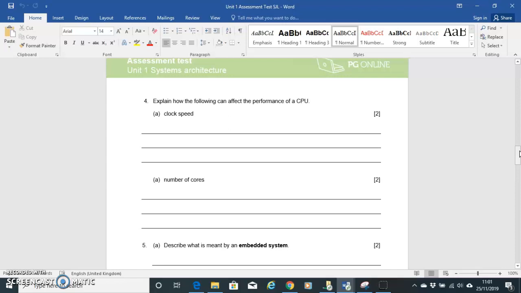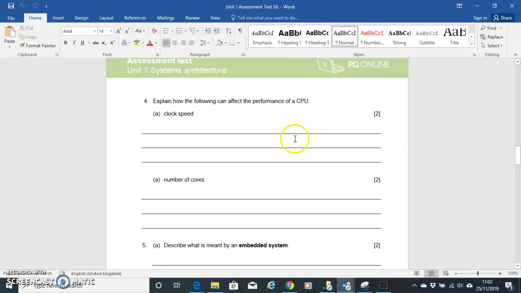The clock speed is the number of cycles that the CPU can carry out per second. If you remember that, then you can explain in full to get your 2 marks. The clock speed is the number of cycles that the CPU can carry out per second, or you could say the number of instructions that the CPU can execute per second. 1 mark. The second mark for then explaining that therefore the higher the clock speed, the better the performance of the CPU.